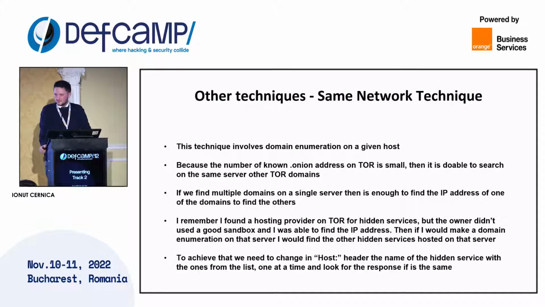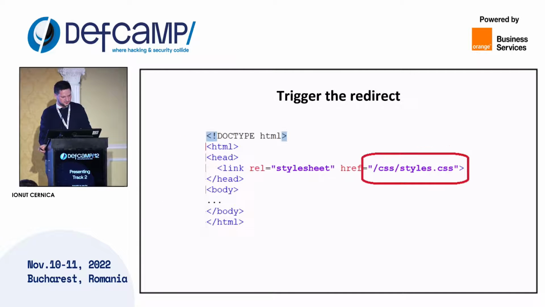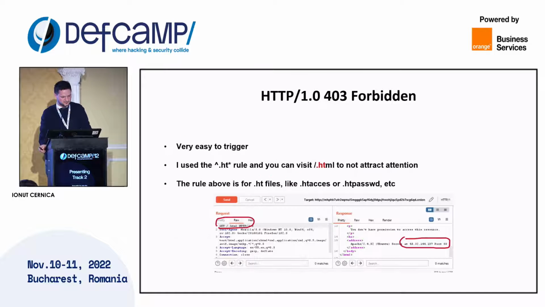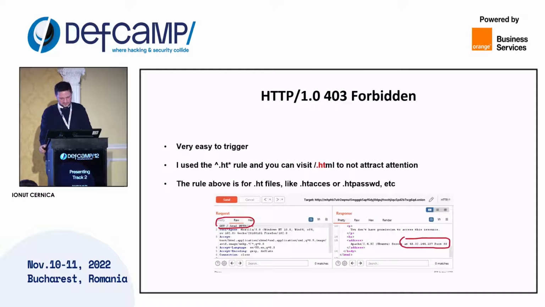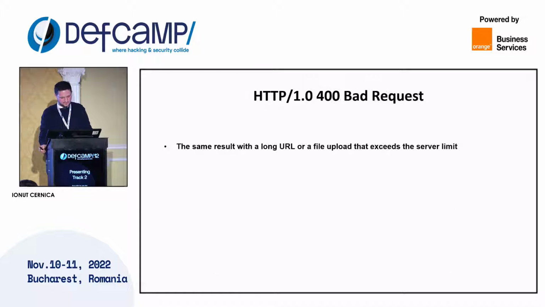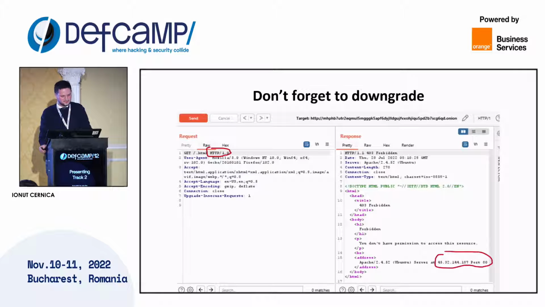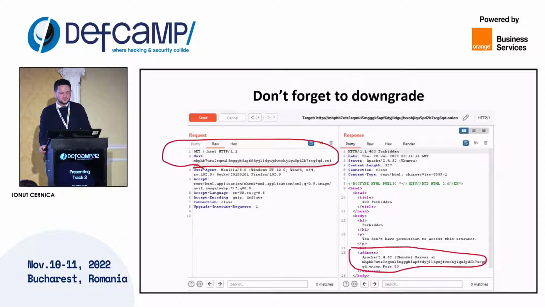Other techniques, the same network technique: you have a list of all the Tor onion addresses. Maybe I can show you on another slide about this problem. Okay, not this one. This one. You have the host header and you can insert for each request the other onion addresses from Tor.